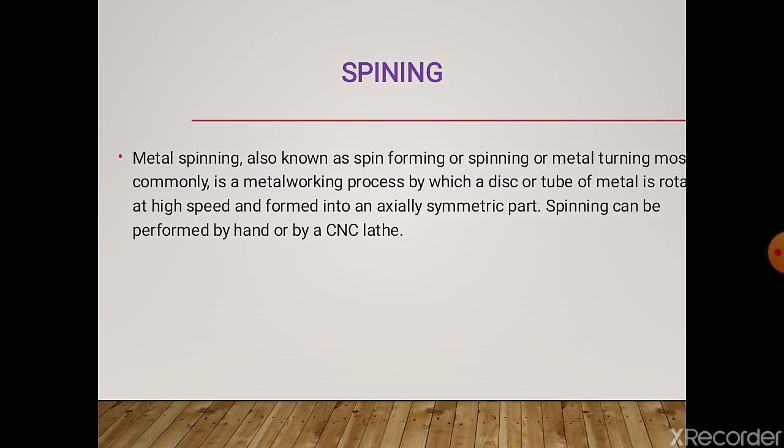Spinning. Metal spinning, also known as spin forming or spinning or metal turning operation, is most commonly a metal working process by which a disc or tube of metal is rotated at high speed and formed into an axially symmetric part. Spinning can be performed by hand or on a CNC lathe.